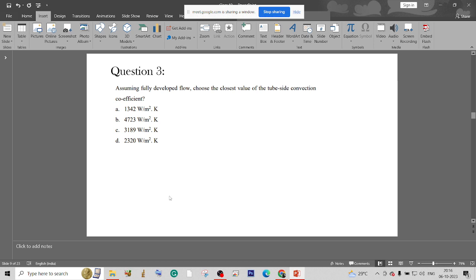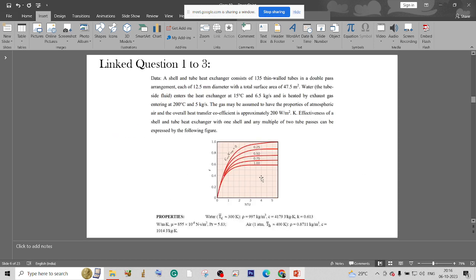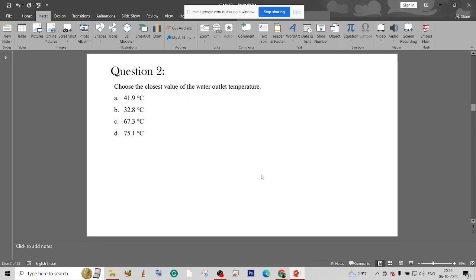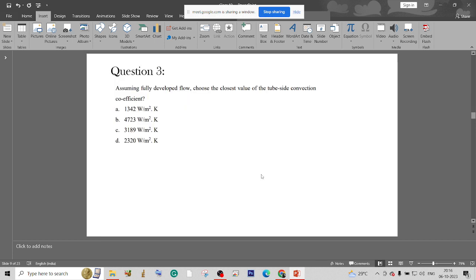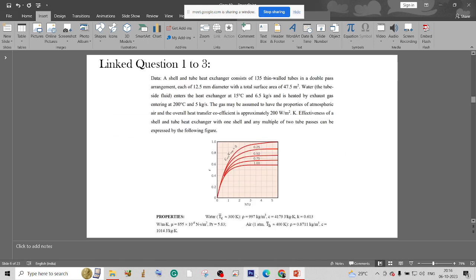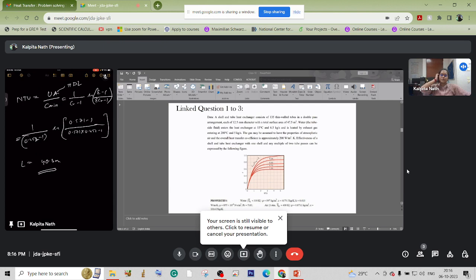Right? So I'll give you 5 minutes for solving this. First question, we need to find the hot fluid outlet temperature. Second question, we need to find the cold fluid outlet temperature. Third question, we need to find the heat transfer coefficient for the tube side. Just take a look at the questions. Okay, now I'll give you 5 minutes for solving this, and we'll then proceed with the solution.